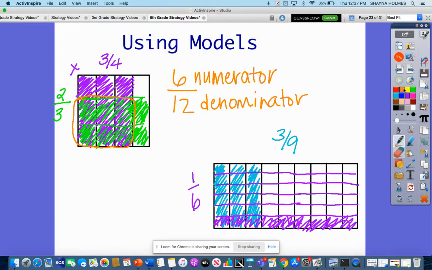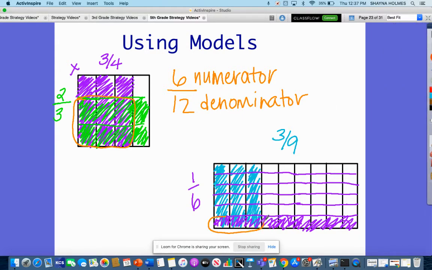Now, remember, we're going to do the same thing. I'm going to look at what has been shaded in twice, which is 3. And now my denominator has to be the whole, all of this together, like every one of my little blocks that I have here. So I'm going to count across. I'm going to do this like an array. So 1, 2, 3, 4, 5, 6, 7, 8, 9, and 1, 2, 3, 4, 5, 6. So a 9 by 6 is 54. So my new fraction is 3/54, and that would be 1/6 times 3/9, 3/54.